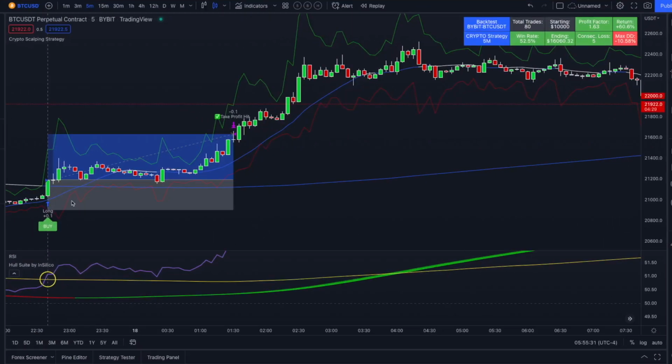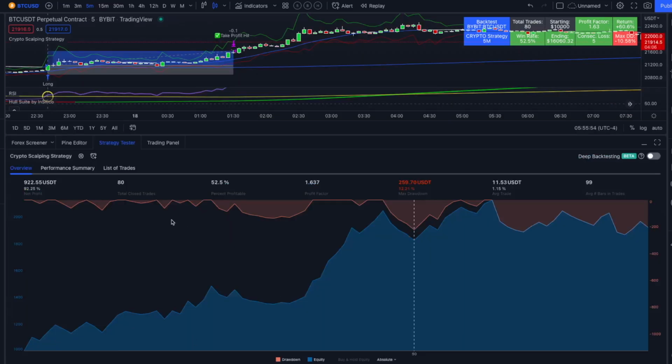We see right here on a Bitcoin 5-minute chart, we made 80 total trades with a win rate of 52%, a total return of 60%, and a max drawdown of 10%. We had max 5 consecutive losses over those 80 trades and a profit factor of 1.6. And let's have a look at the strategy tester from TradingView.